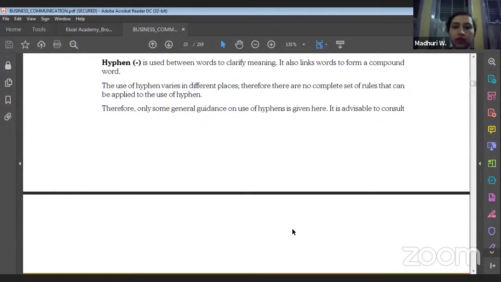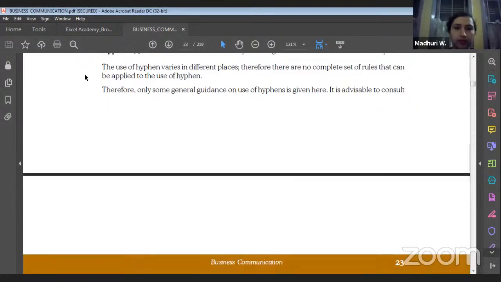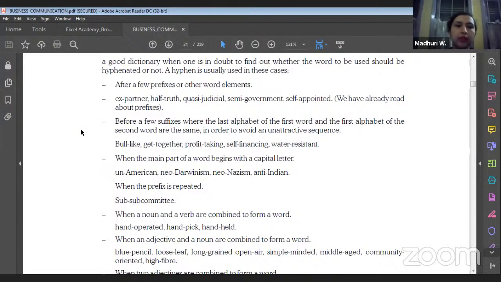Why is a hyphen used between words? Yeah. So a hyphen is used between words generally to clarify meaning. It also links words to form a compound word. For example, we have ex-partner, half-truth, semi-government, self-appointed. For example, neo-Darwinism, neo-Nazism, anti-Indian.